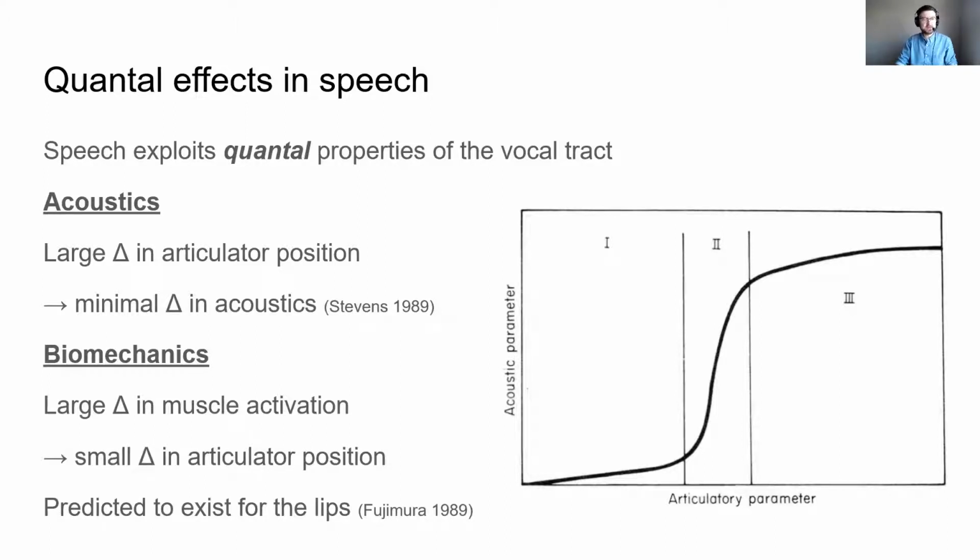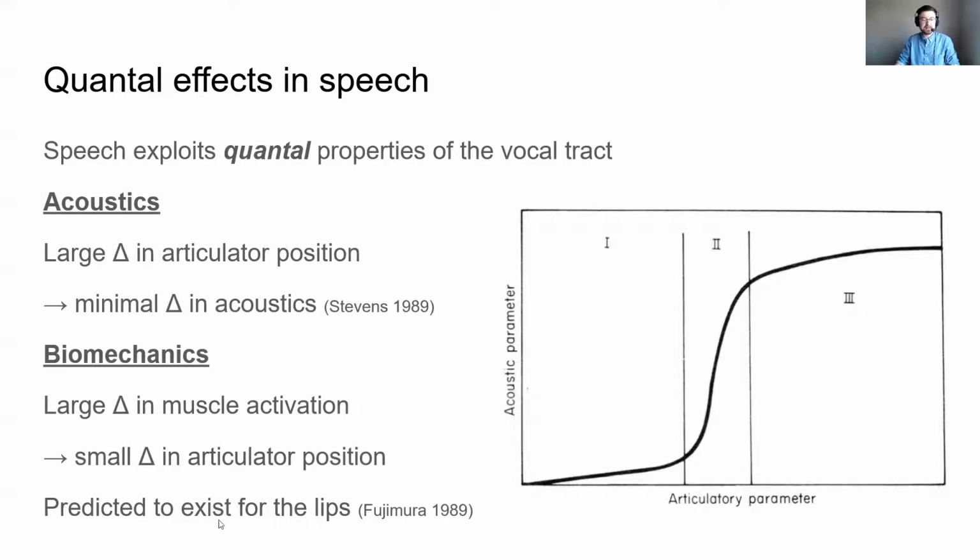And there's two types of quantality that have been discussed with respect to speech. The first is acoustic quantality, whereby large differences in articulator position result in relatively minor differences in acoustics. This is demonstrated by the graph on the right, where regions 1 and regions 3 are strongly quantal. The second type is biomechanical quantality, where large differences in muscle activation result in relatively small differences in articulator position.